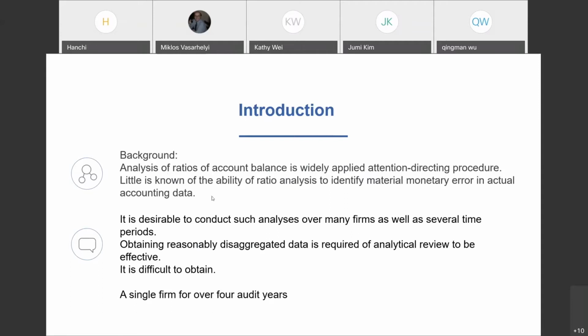First, we want to obtain the reasonable disaggregated data. We think that after we get that, we can do further study. However, we know that in reality, it will be very difficult to obtain that. Therefore, this paper only used a single firm for over 4 audit years.